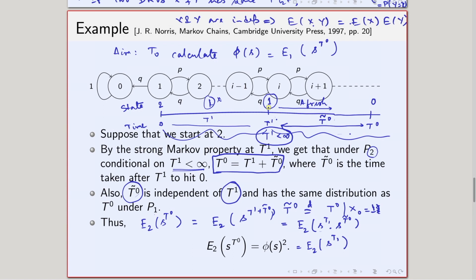So loosely speaking, I can write it as expectation of s to the power t1 multiplied by, now when I reach t1, the Markov chain starts from 1. So it is the expectation of s to the power t naught. That way I am able to write it, and if I write it in this manner, what I get is that you see the definition of this particular quantity we have denoted by phi of s. Sorry, we denote that phi of s is basically, starting from 1, the expectation of s to the power t naught.